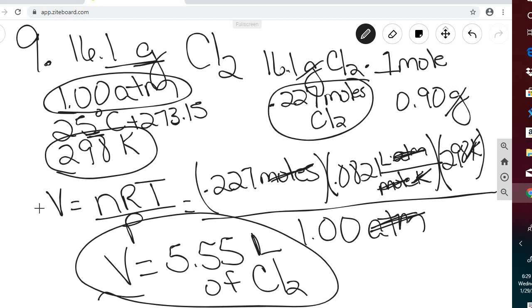Final answer, right there. Okay, so we're not doing number 10. So that is it for the extra practice problems for chapter 10.